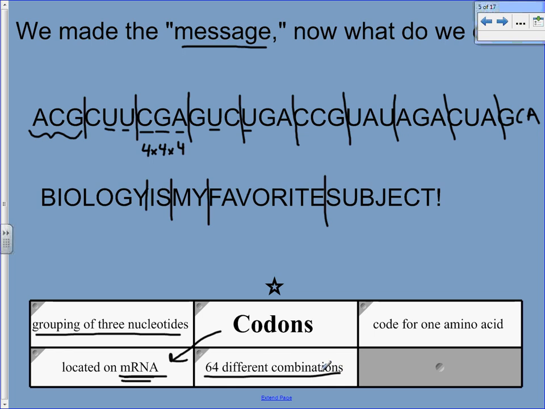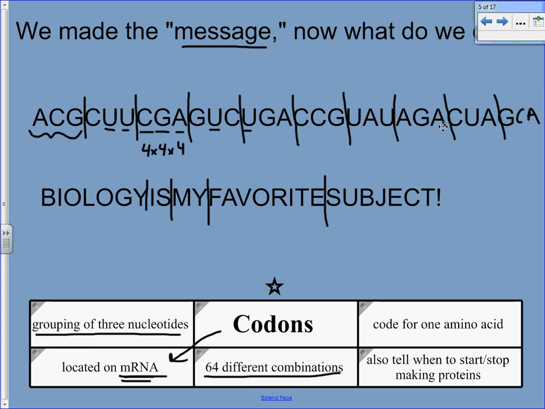They also tell us when to start and stop making proteins. So this strand of mRNA here has groups of 3 nucleotides called codons. They code for an amino acid, only one, and they also tell us when to start and stop making the protein.